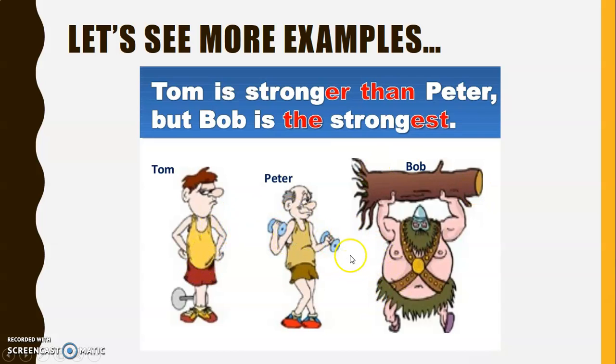Si nos fijamos en la contextura física, podríamos decir, fíjense en el tamaño de las pesas, ¿sí? Que si bien a Tom no le gusta mucho hacer ejercicio, tiene una pesa más grande que Peter, pero Bob es quien levanta más peso, por lo tanto podríamos decir que Tom es más fuerte que Peter, pero Bob es el más fuerte.